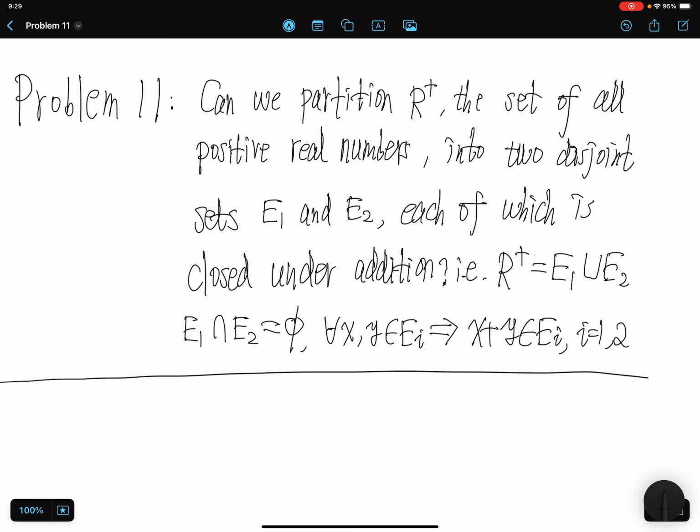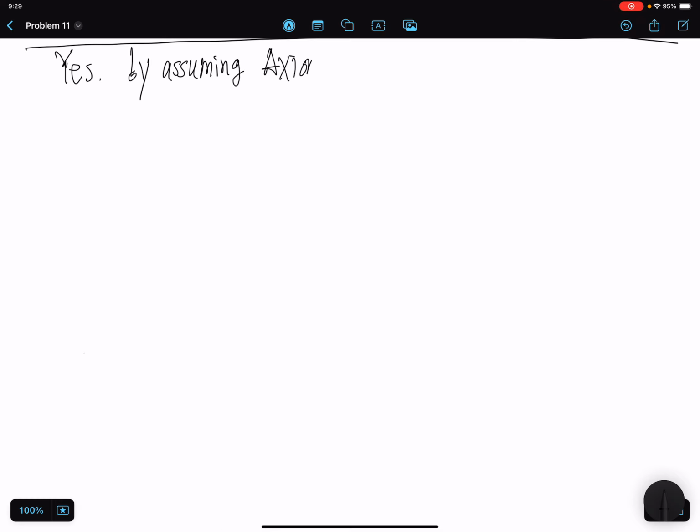Okay, this is a very interesting one. Basically we're going to prove the answer is yes, by assuming the axiom of choice, or equivalently Zorn's lemma. Okay, so first, let's see if we have this partition.